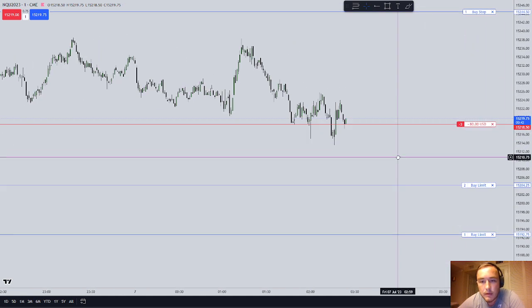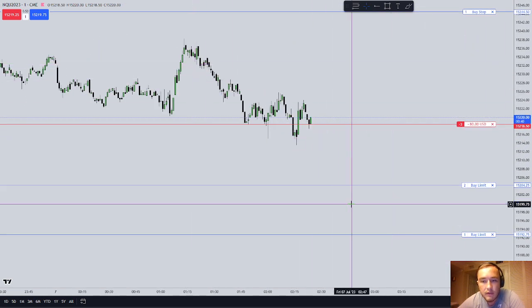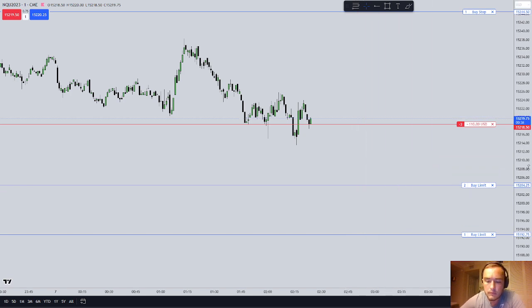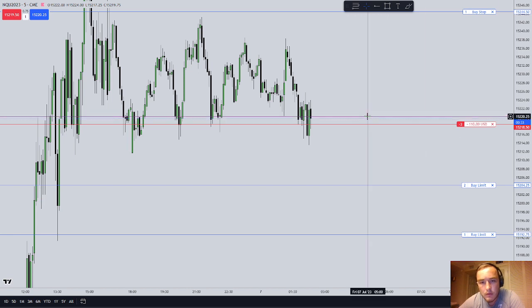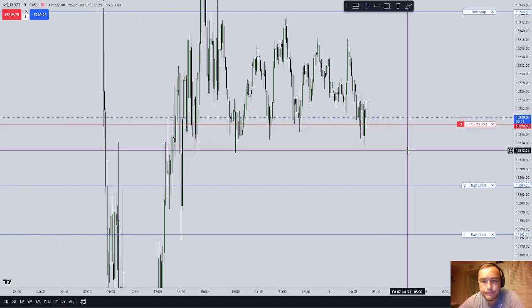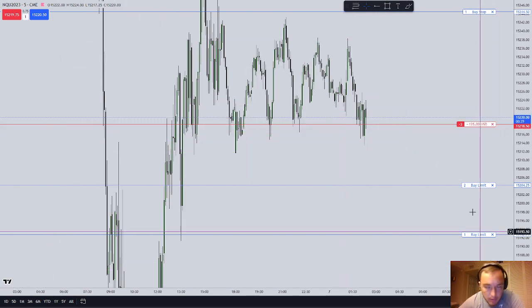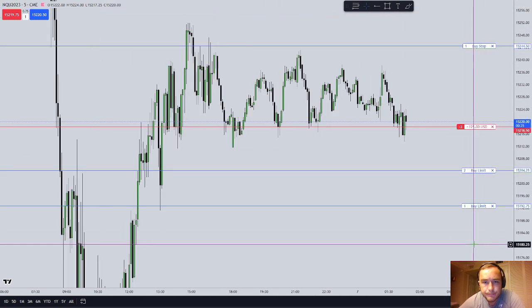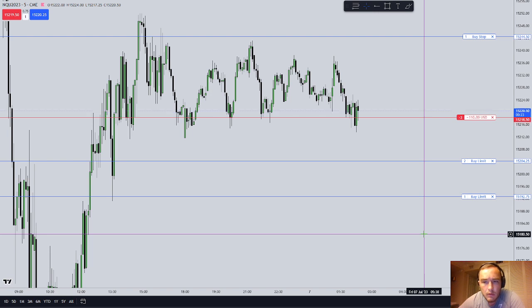But I believe that there's a good chance this thing should shoot in our direction. We'll see. If not, we're just going to scale higher. I really do believe that these lows are going to get run. Okay, it's running against us. God damn it.